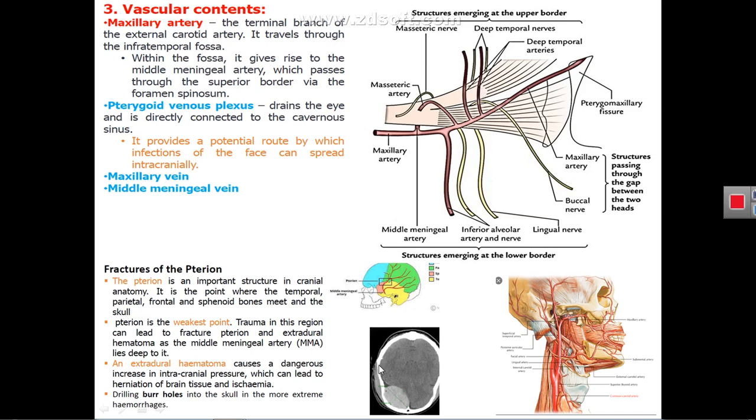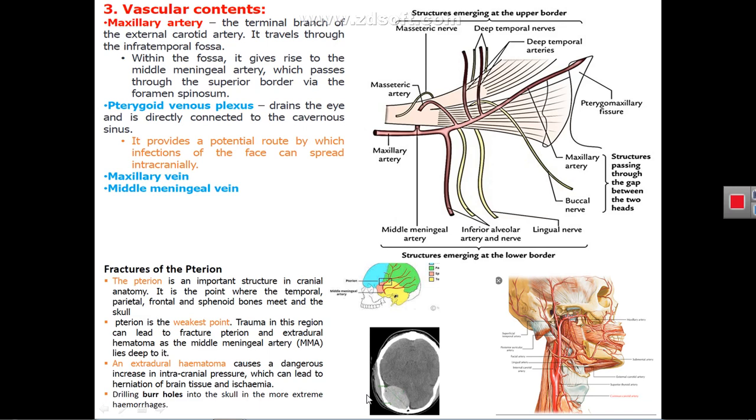Regarding clinical anatomy, sometimes there is a fracture to the pterion, the H-shaped suture on the side of the skull. This region, described with the skull, is a weak region. The pterion is an H-shaped suture meeting between the parietal, frontal and temporal bones and the greater wing of the sphenoid. A blow here may produce a fracture to the pterion, resulting in accumulation of blood in the extradural space, called extradural hematoma, which will increase the pressure inside the cranial cavity and may lead to herniation of the brain and ischemia.